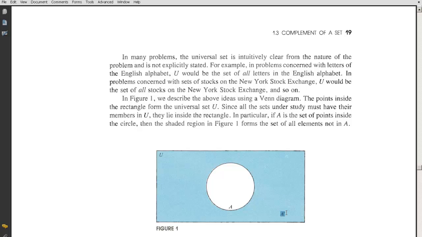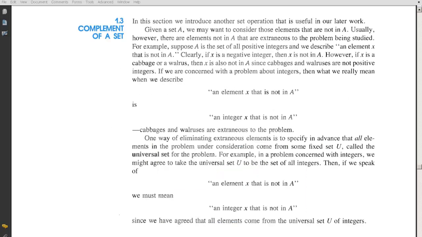Some books use A with a little C up there. Either way, it's called the complement. Let's take a look at this. Given a set A, we may want to consider those elements that are not in A. Usually, however, there are elements not in A that are extraneous to the problem being studied. For example, suppose A is the set of all positive integers, and we describe an element x that is not in A. Clearly, if x is a negative integer, then x is not in A.